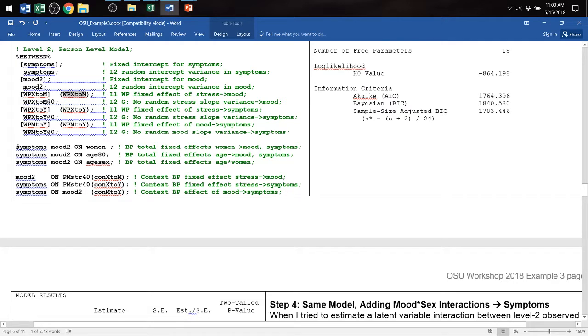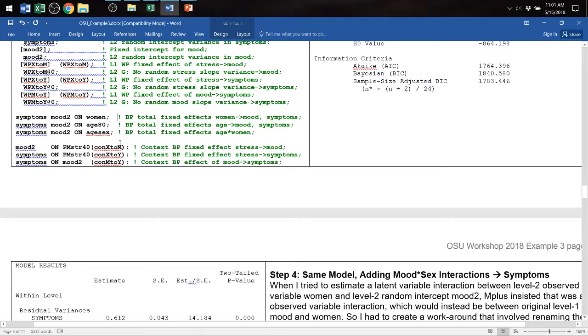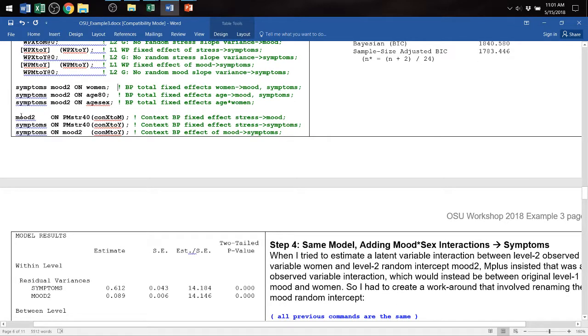Then we get into the between part of the model. So I am predicting both symptoms and mood by gender, age, and their interaction. And then I get to the level 2 part of the mediation triangle. So X to M is first. That's observed person mean stress predicting the random intercept variance for mood. X to Y is the observed person mean stress predicting the random intercept variance for symptoms. And M to Y is the random intercept variance for mood predicting the random intercept variance for symptoms. And as you may note by the labels I'm choosing, all 3 of these things are contextual effects.